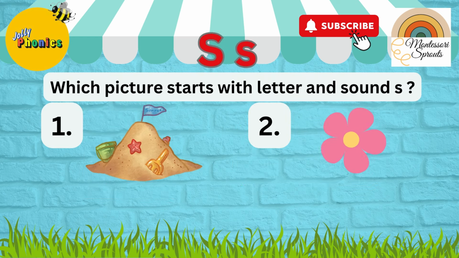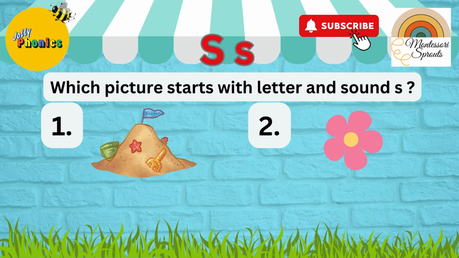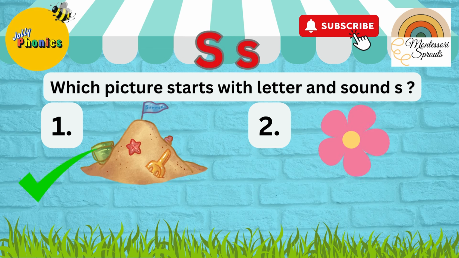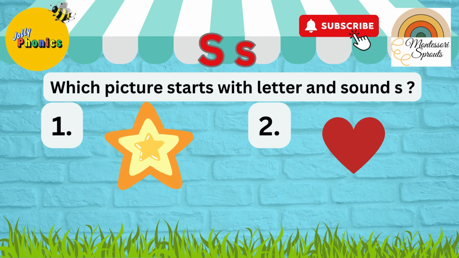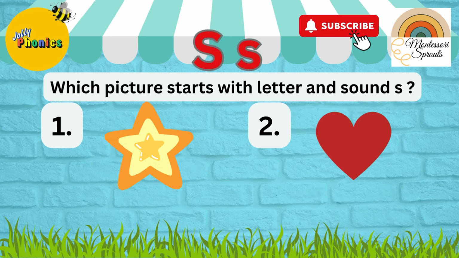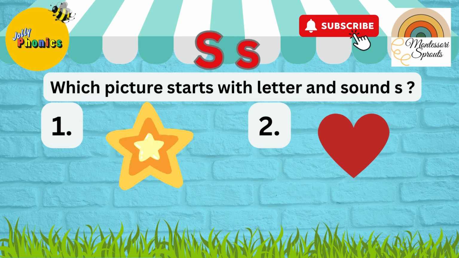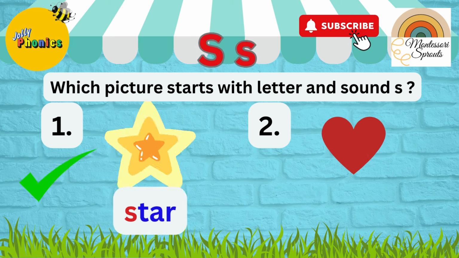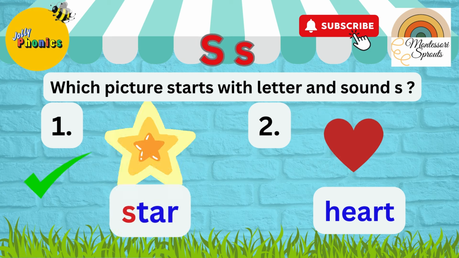Which picture starts with the letter and sound s? It's number one, sand. Which picture starts with letter and sound s? Excellent! It's again number one, and it's star.